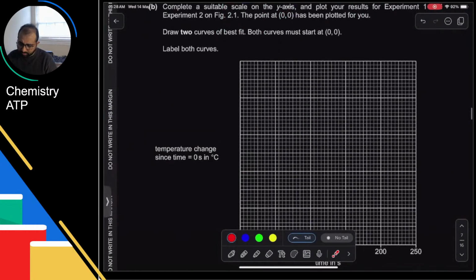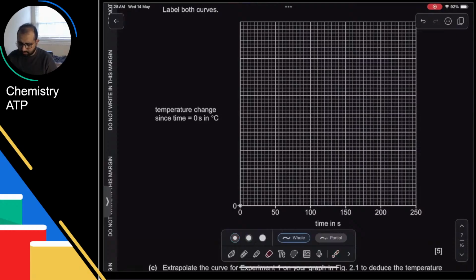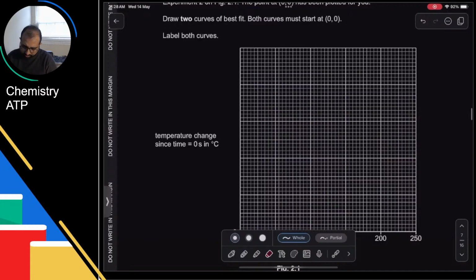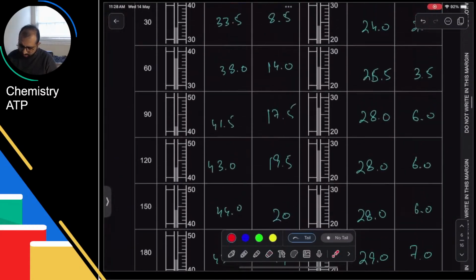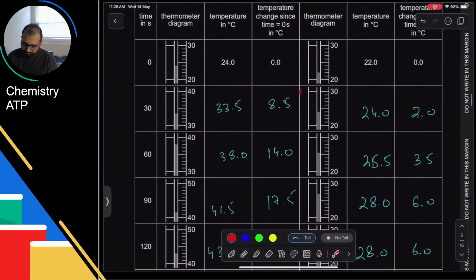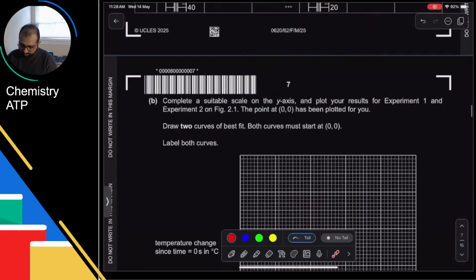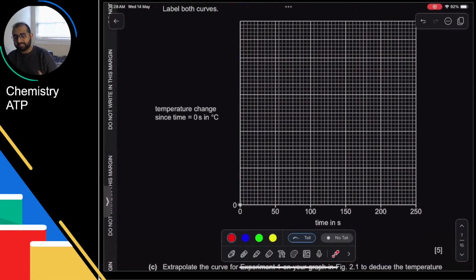Complete a suitable scale on the y-axis. So again, how do you know the y-axis scale? You look at your values. What are we drawing? We're drawing temperature change. Okay, so temperature change means I'm gonna look at from 0 to the highest value, which is 20. So I need to make sure that 0 to 20 fits in there. So I'm just gonna go with 5. So 5, 10, 15, 20.